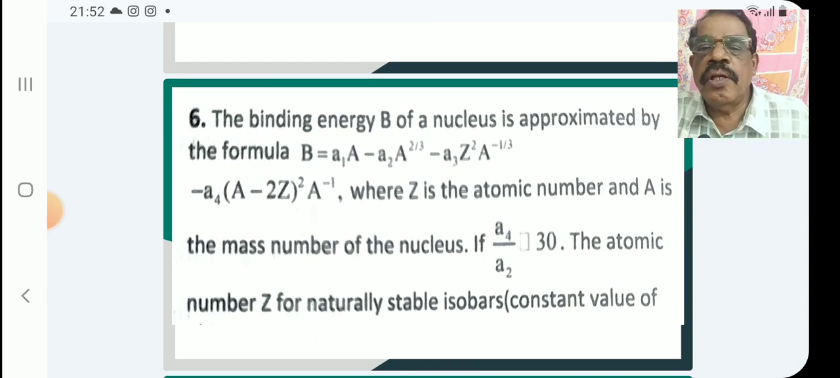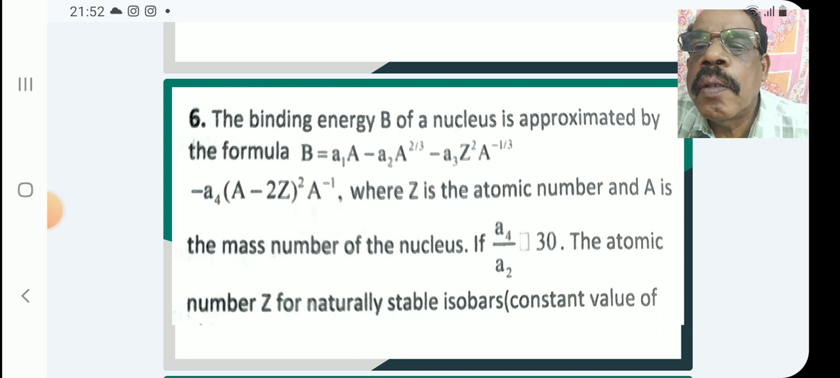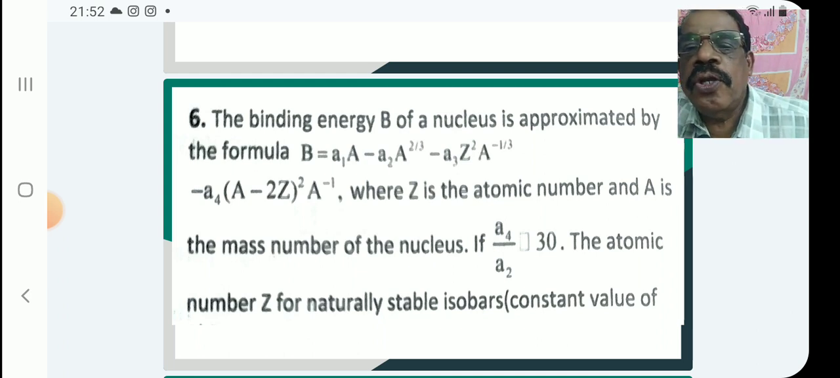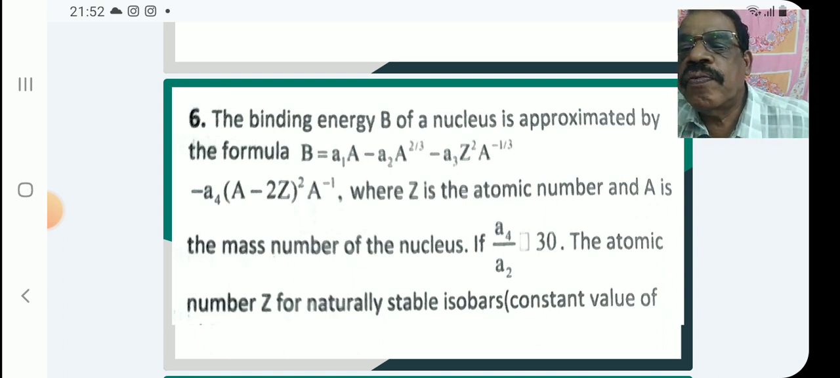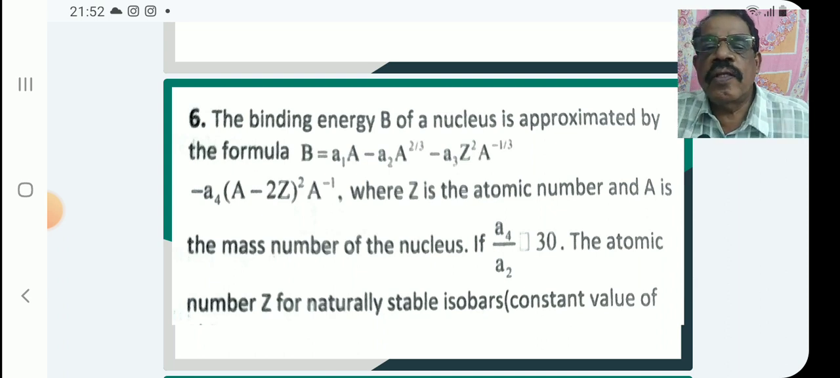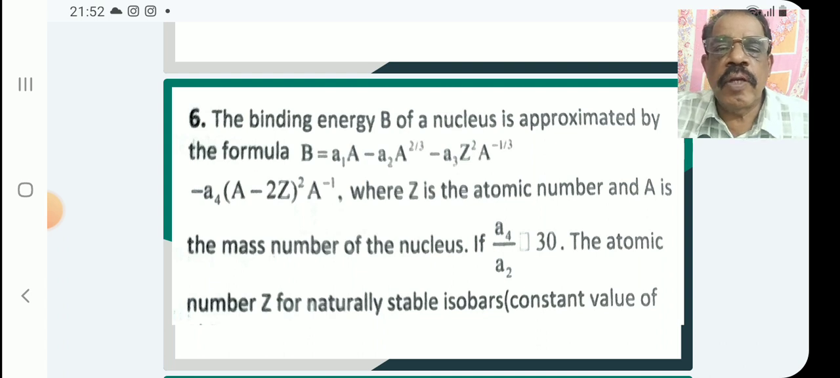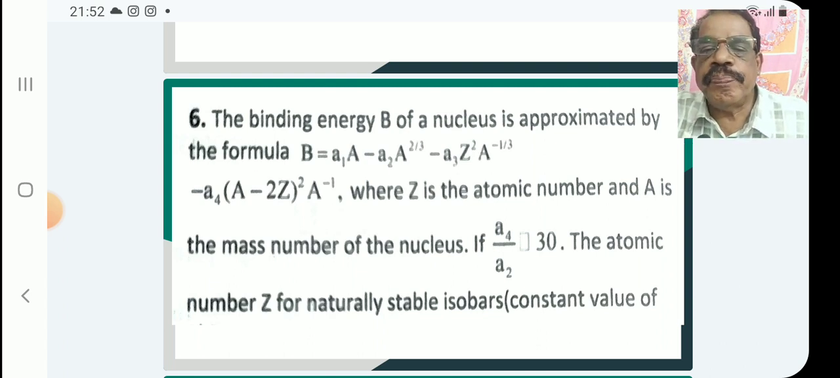Next question. The binding energy B of a nucleus is approximated by the formula B is equal to A1A minus A2A raised to 2 by 3 minus A3 into Z square A raised to minus 1 by 3 minus A4 into A minus 2Z square A raised to minus 1, where Z is the atomic number. This is a formula similar to the Weizsäcker formula. The atomic number and A is the mass number of the nucleus.